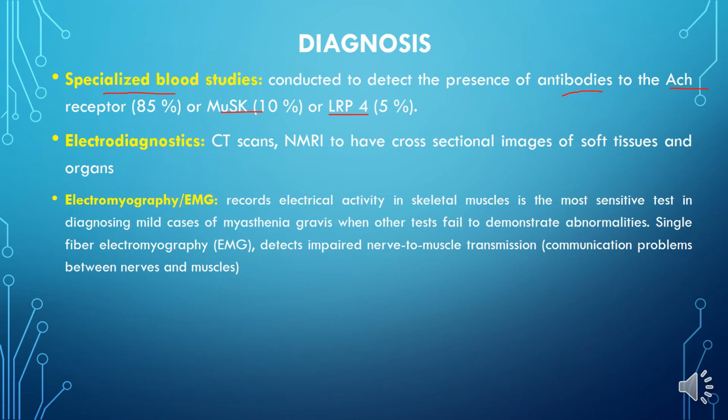Also, imaging techniques like the CT scan and MRI are used to get images of the soft tissue. We know that CT scan uses X-rays, and MRI uses magnetic waves, but the effect is the same: they are used to get an idea of the health of the thymus gland. Actually, these techniques are for finding the imagery of the thymus gland.